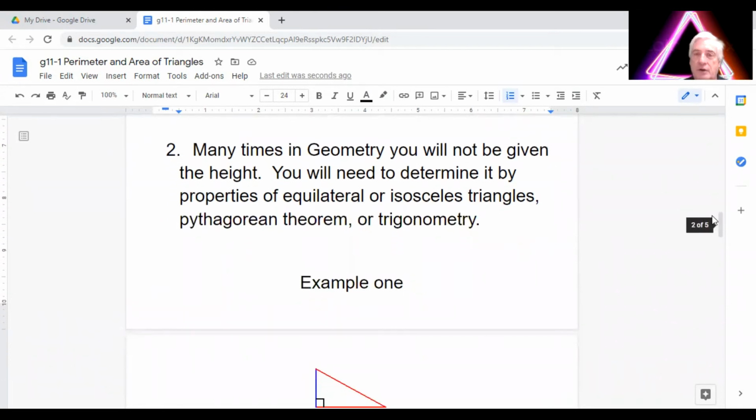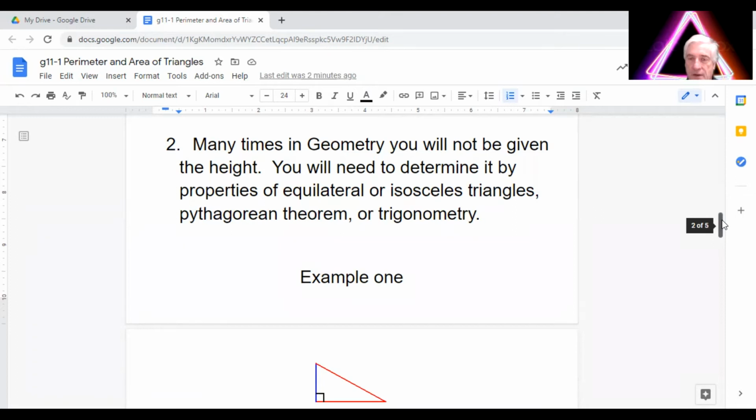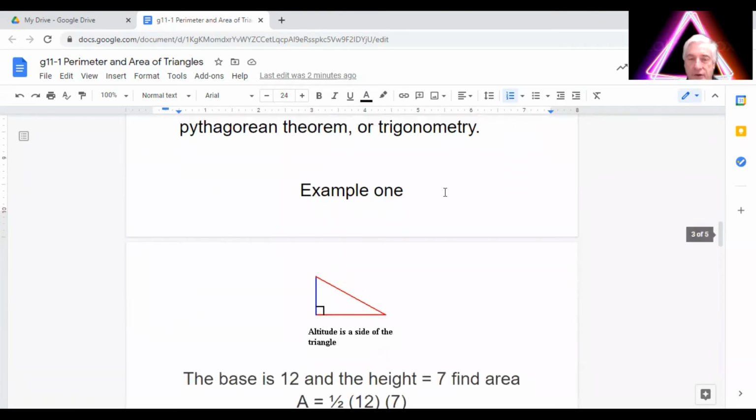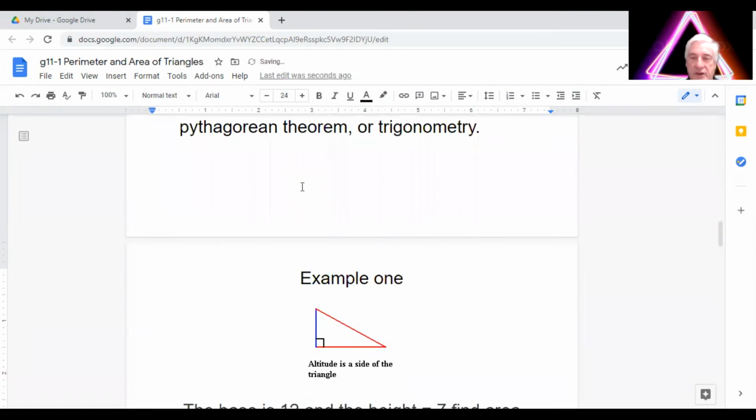Many times in geometry, you will not be given the height. You will need to determine this height by properties of equilateral or isosceles triangles that we learned in chapters 2 and 3, the Pythagorean theorem that we learned in chapter 4, or the trigonometry that we learned in chapter 8. They may give you an angle and ask you to find the height. They may give you 2 of the 3 sides and ask you to find the height. But you'll need to use something that you've learned before. Just like in all math, if you can't do chapter 1 and 2 well, when we get to chapter 11, you can really get lost quick if you don't pay attention.